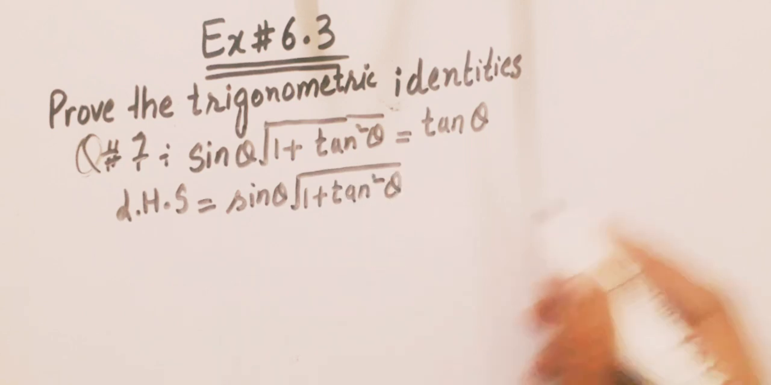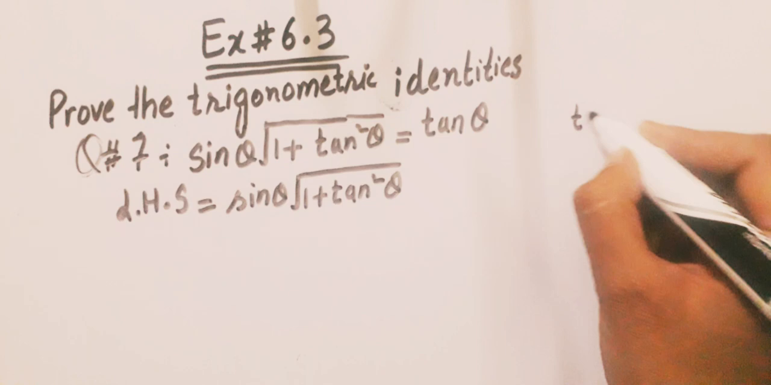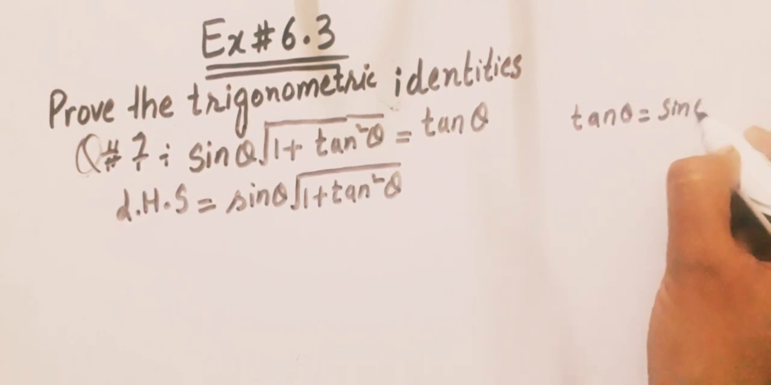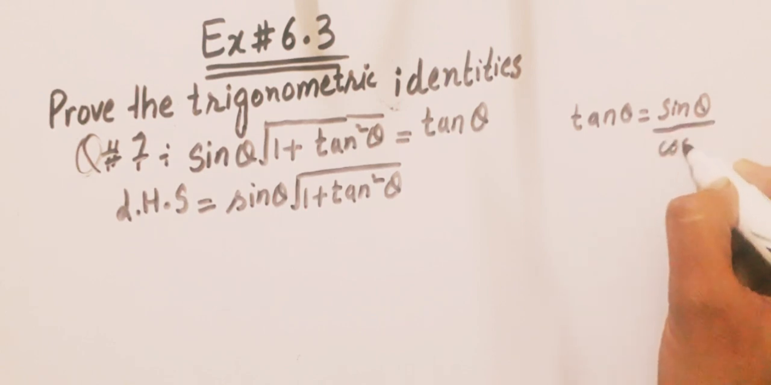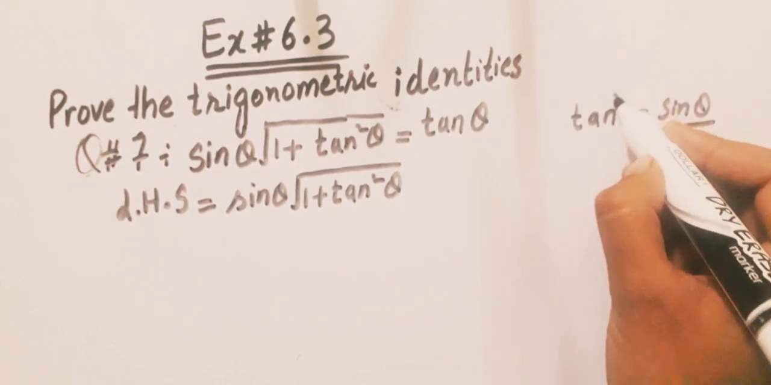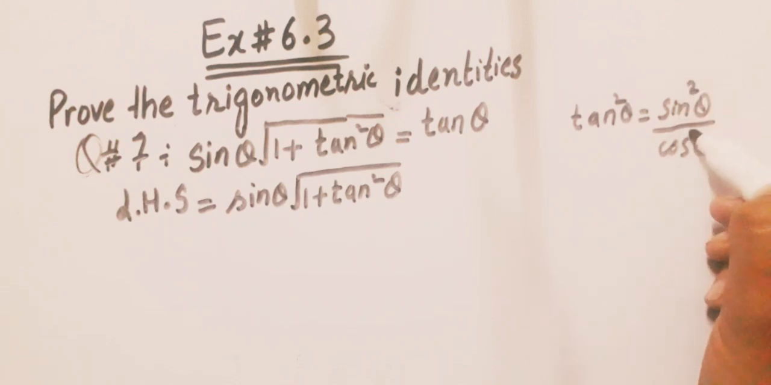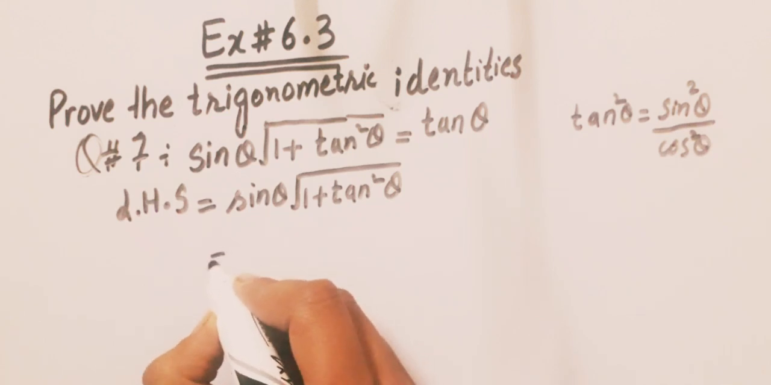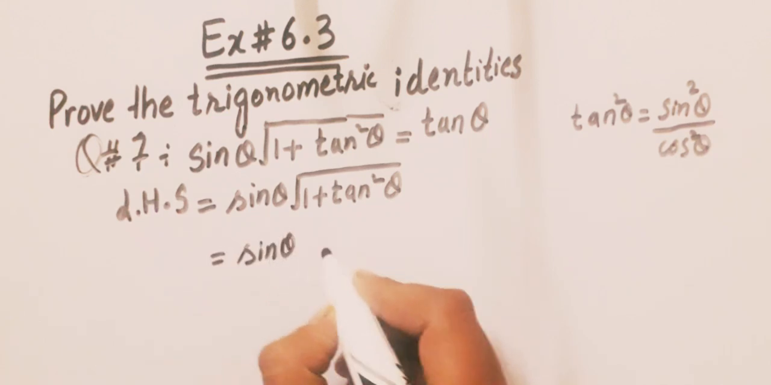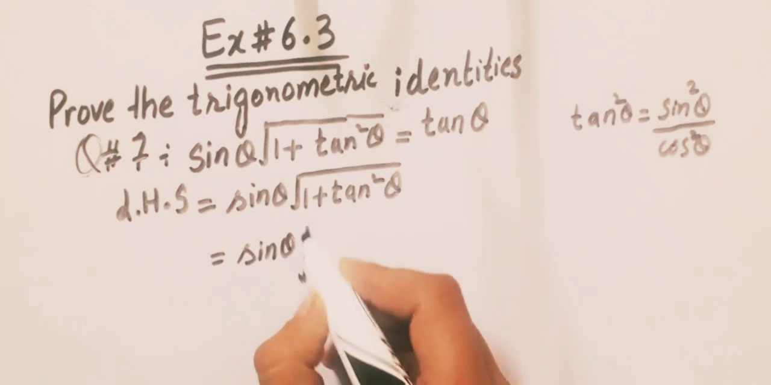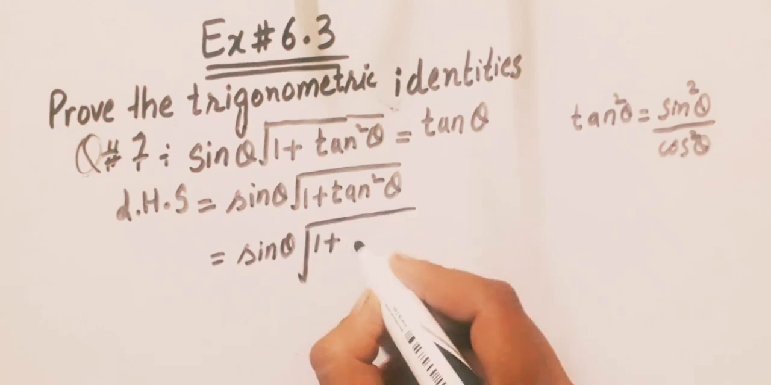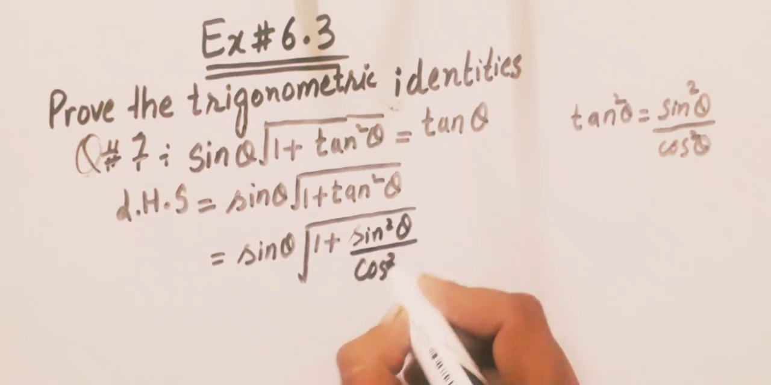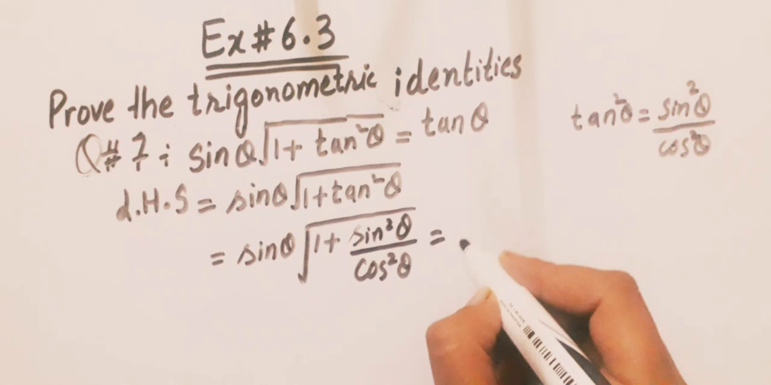Now we know that tan theta is equal to sine theta by cos of theta. When we take tan square theta, then it will become sine square theta by cos square theta. So we will substitute the value here. Sine of theta square root of 1 plus sine square theta by cos square theta. Now we will take the LCM.